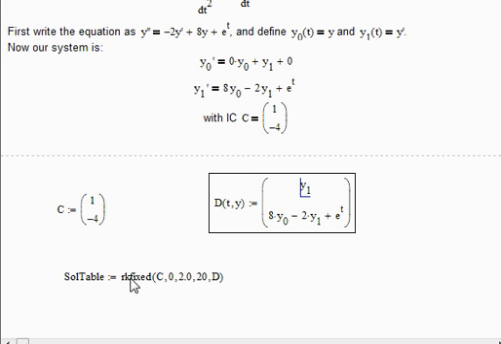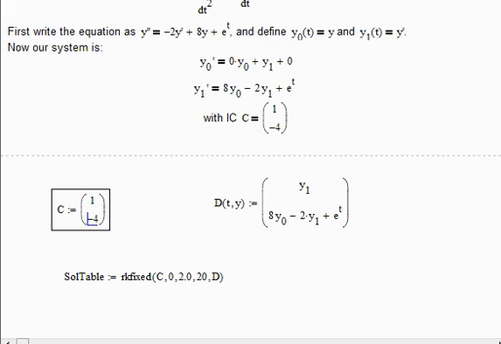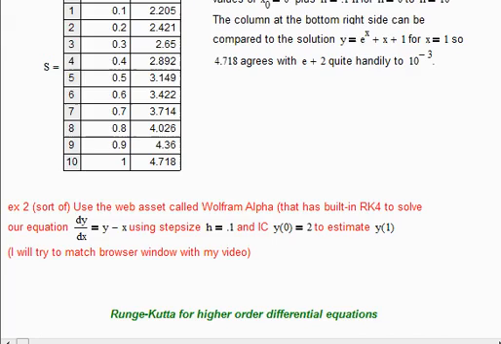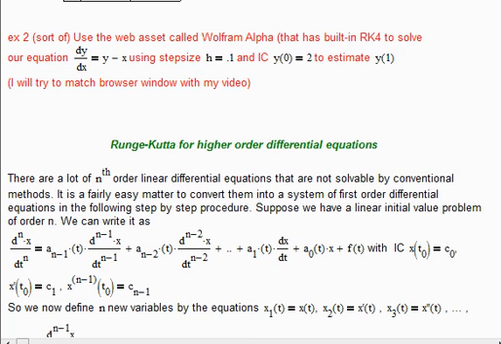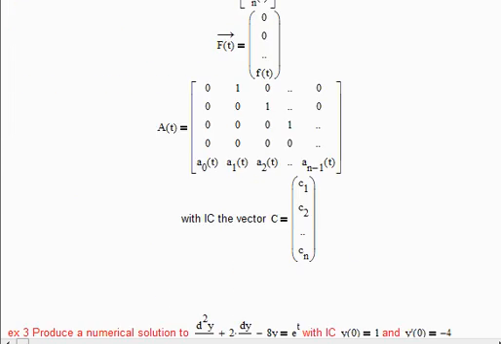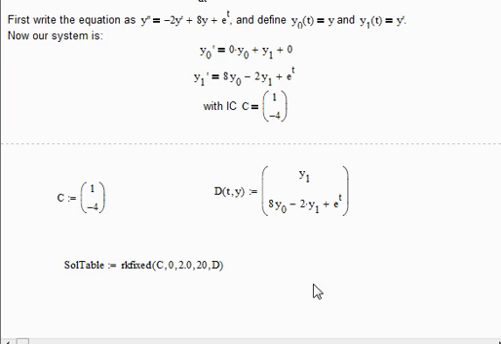The table of solutions is RK fixed, C, which is our initial condition. Remember when we did this way back here? Initial conditions, and x goes from here to here with 10 steps. So we have to do the same sort of thing with our system. Here are our initial conditions. x goes from 0 to 2.0 with 20 steps in there.